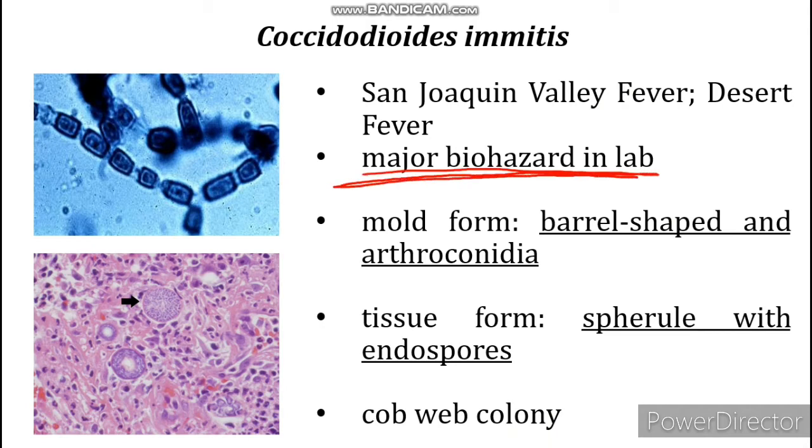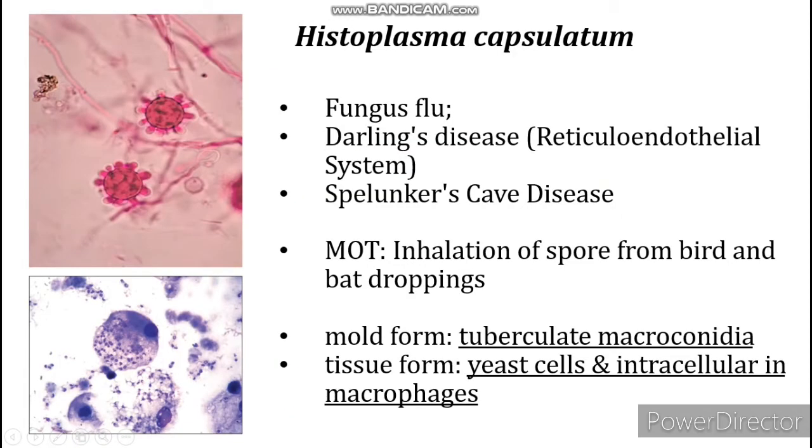The major biohazard systemic mycosis that you get in the laboratory is Coccidioides immitis. And the mold form looks like a barrel shape. Ito siya, with arthroconidia. Again, arthroconidia, meron siyang fragmented conidia. Kapag naman tissue form, it looks like a spherule with endospores. So, para siyang bilog around the tissue. And a cobweb colony. Cobweb colony, ito din siya.